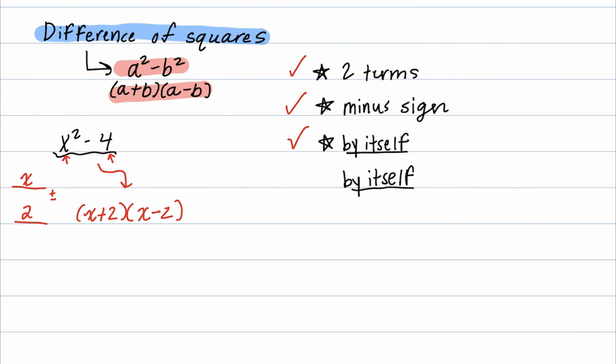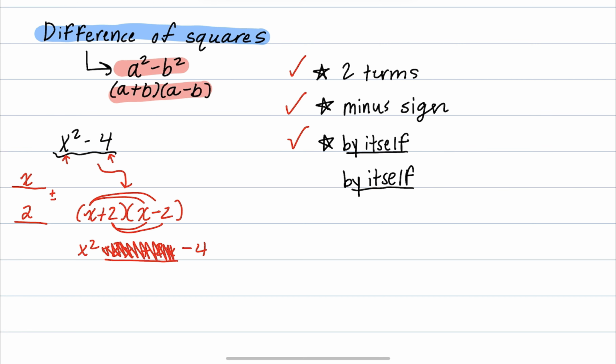And the reason being is if I foiled this back out, because sometimes students will be confused on why there's one that's positive and why there's negative. Well, it's because you're missing just an x term, something that's linear. So if I did FOIL right here and did first, outer, inner, and last, what would happen when I go to combine these like terms right here is they would actually cancel each other out, leaving me with just x squared minus 4.